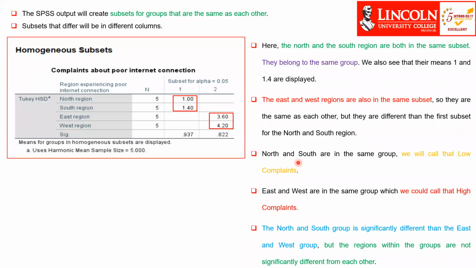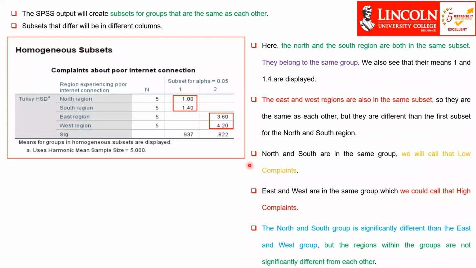And this is why we mention it here that north and south are in the same group. We call that one low because of the values you have here. And of course, the east and west are in the same group. We call that one high complaint. Now, the north and south group is significantly different from the east and west group. That's why they were separated.